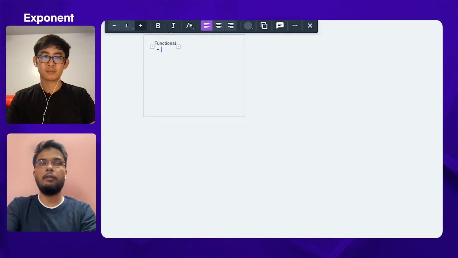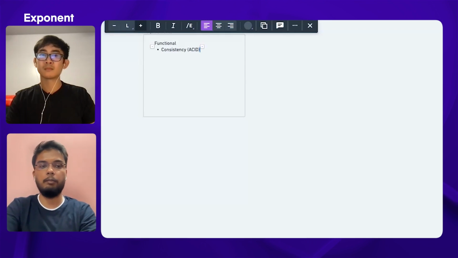For functional, the first thing that comes to my mind with transactions and payments is consistency. We need some sort of consistency. So I will write consistency. Again, this is like the ACID stuff.